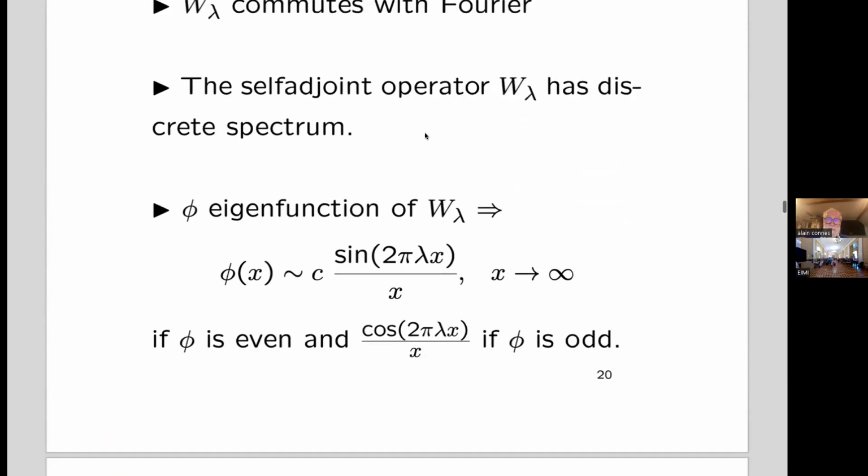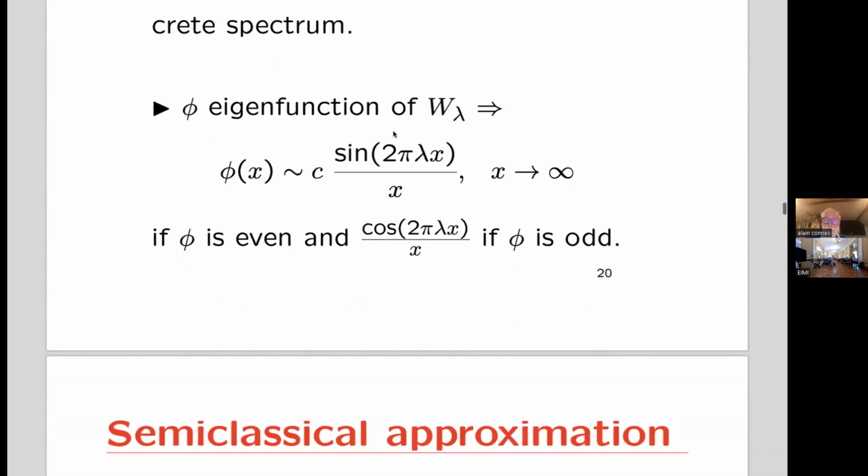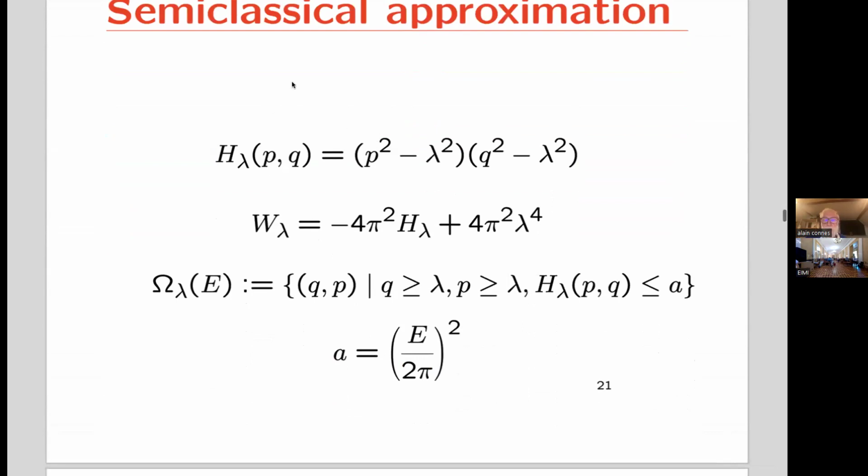Once you have this and you know that the operator has discrete spectrum, you do like a good physicist, namely you do the semi-classical approximation. When you do the semi-classical approximation, you find that the semi-classical way of writing the operator is p square minus lambda square times q square minus lambda square. To be more precise, the operator is minus 4 pi square times this Hamiltonian plus a constant. And this Hamiltonian will rule the negative eigenvalues, of course, because you have a minus sign here. So it will be the negative eigenvalues of W lambda that will be ruled by this Hamiltonian.